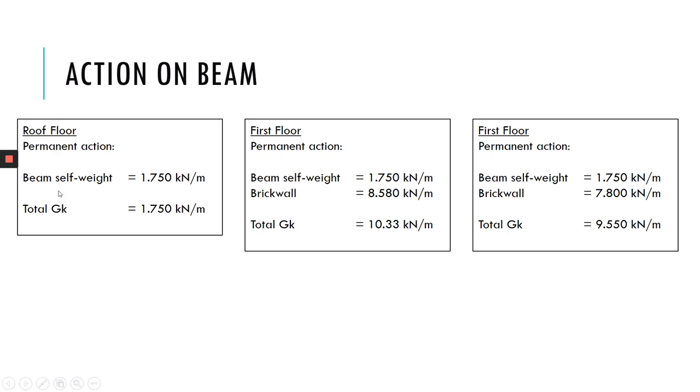For the roof floor, there is only beam self-weight. There is no variable action for the beam because the variable action is calculated on top of your slab. Okay, for the first floor is equal to beam self-weight and also brick wall with 3.3 meter height. For the first floor, beam and also brick wall for 3 meter height. So you will get the answer here.